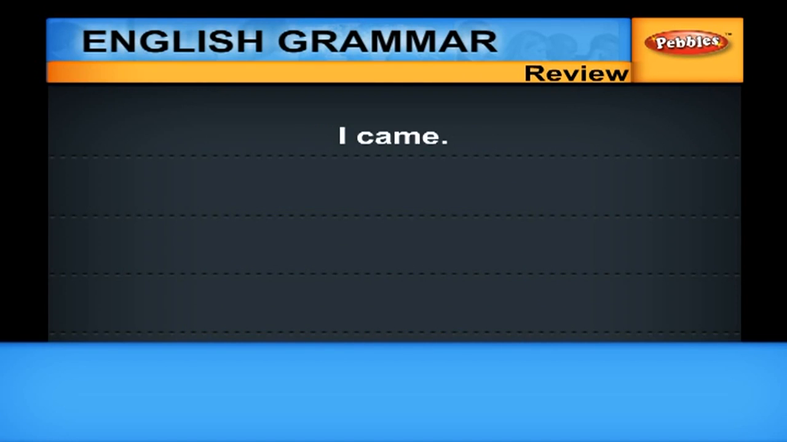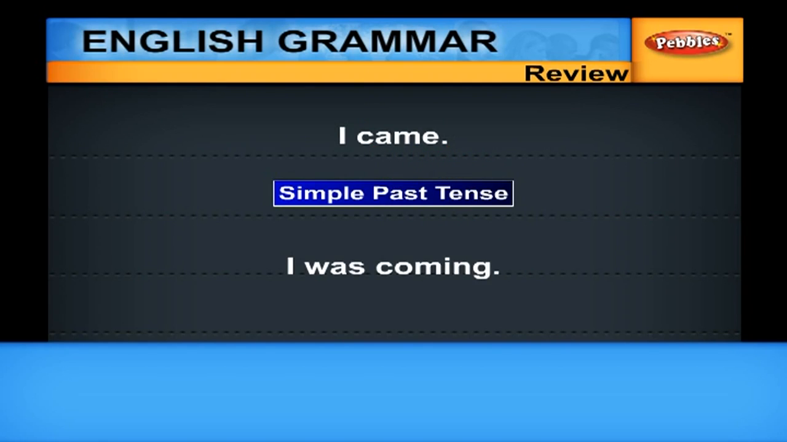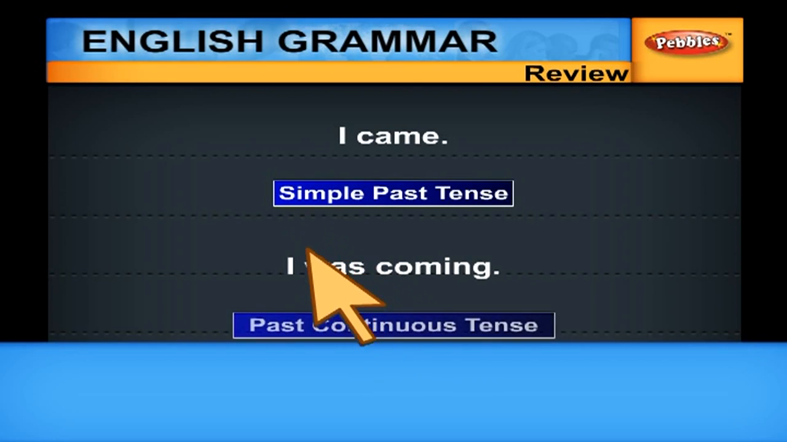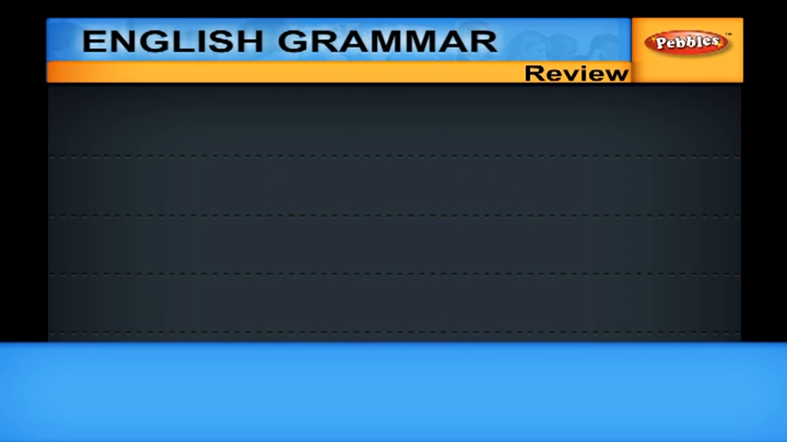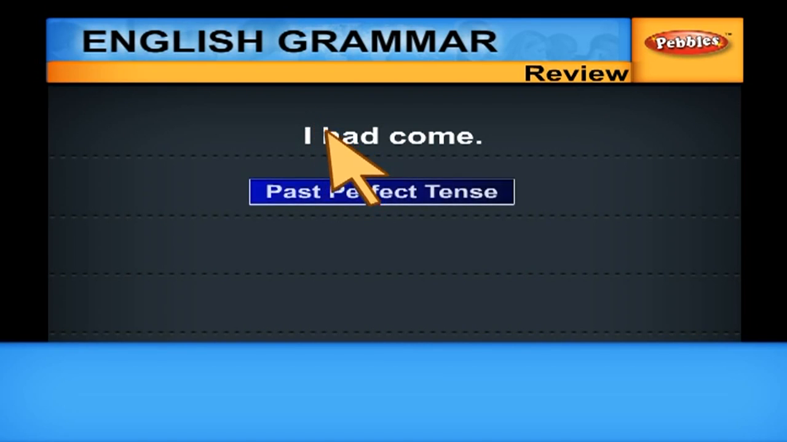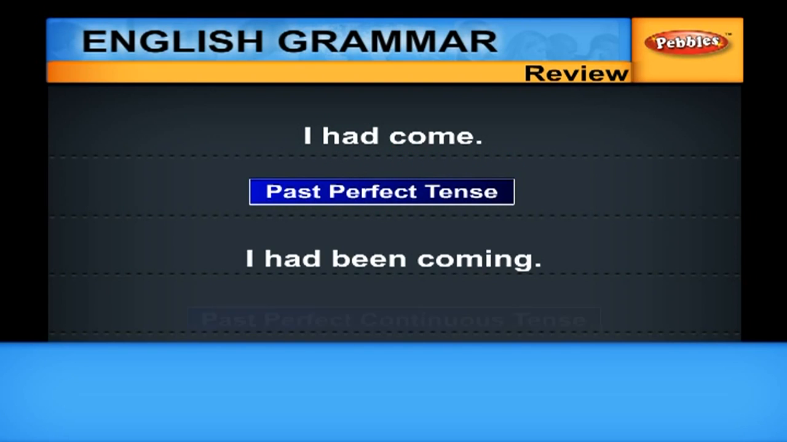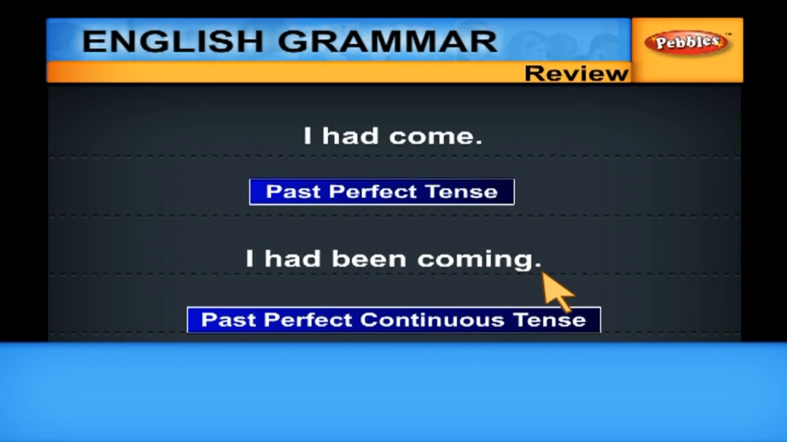I came. Now that is simple past tense. I was coming. What do you think it is? Past continuous. I had come. This is past perfect tense. I had been coming. Past perfect continuous tense.